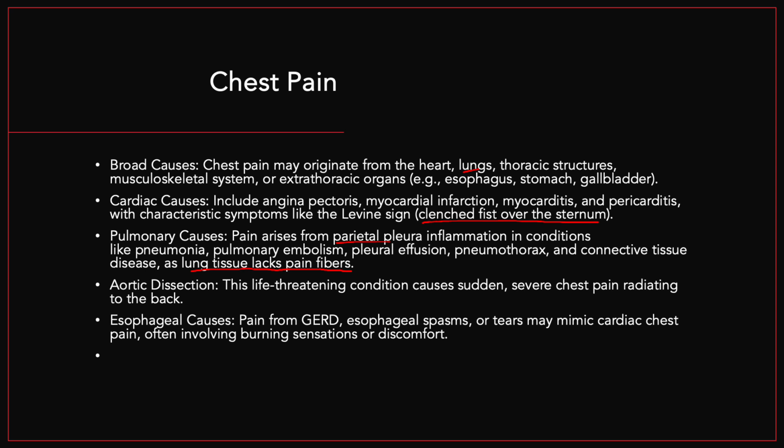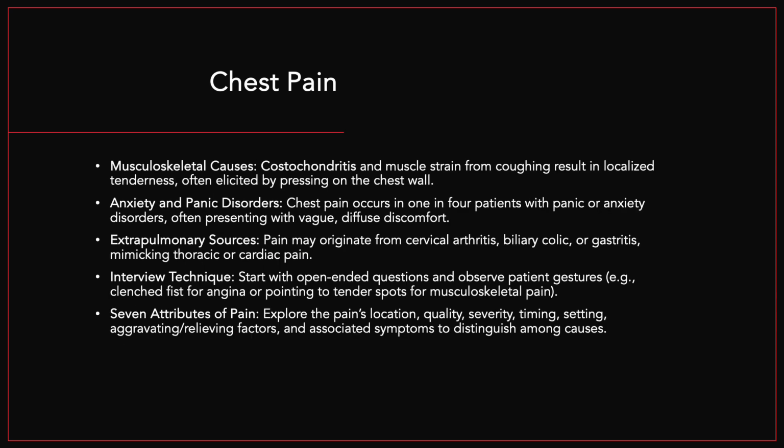And then there's esophageal causes, so pain from acid reflux, or esophageal spasms, or tears that may mimic cardiac pain, often involving burning sensations or discomfort. So we can also have musculoskeletal causes of chest pain. Costochondritis and muscle strain from coughing can result in localized tenderness, often elicited by pressing on the chest wall, so it'll make it worse if we press on the chest wall.